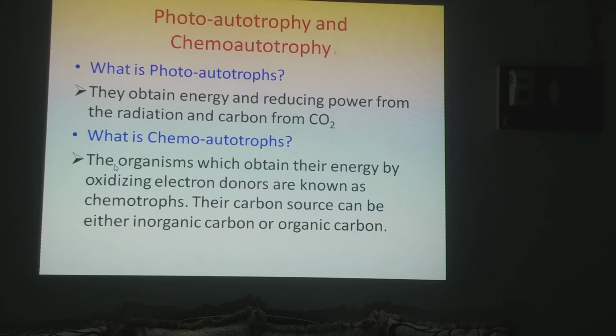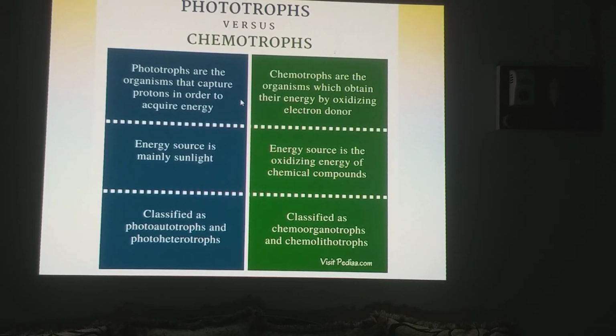Whereas the chemotrophs are the organisms which obtain their energy by oxidizing electron donors. Their carbon sources can be either inorganic carbon or organic carbon. To better understand this, I'll provide you some links, and kindly go through those links, which will help you understand phototrophs and chemotrophs.